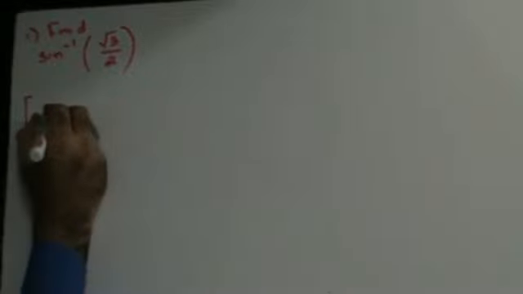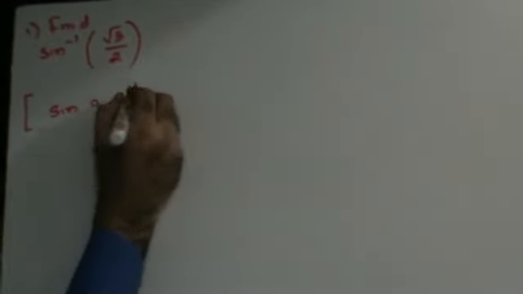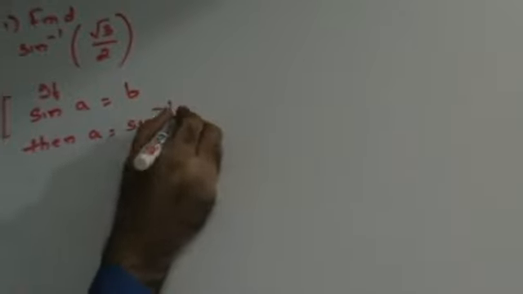Let's see this, guys. Find sine inverse of root 3 by 2. Now guys, when you're doing inverse circular functions, you have to remember the format that if sine A is equal to B, then A is equal to sine inverse of B. That means if I take sine from one side to the other side, it becomes inverse. So let's see how we solve this.